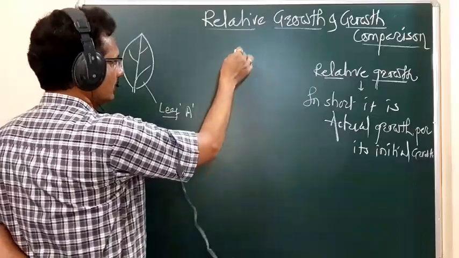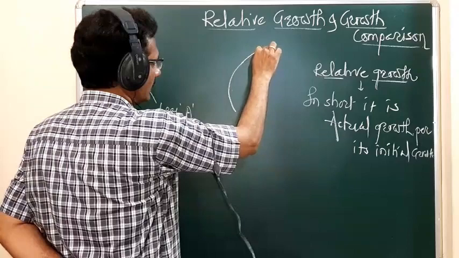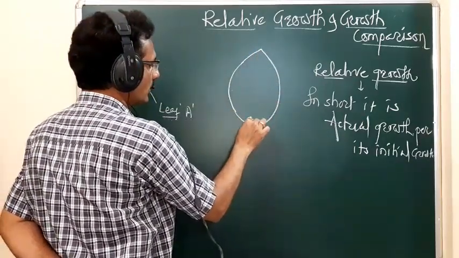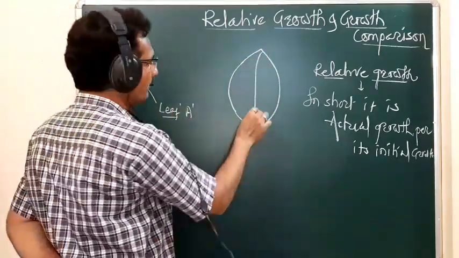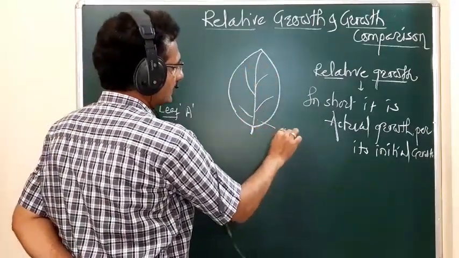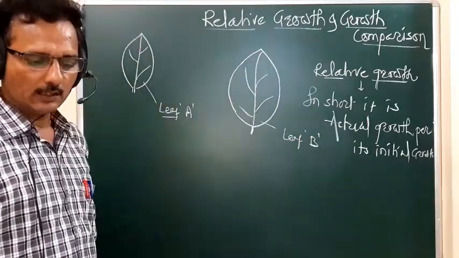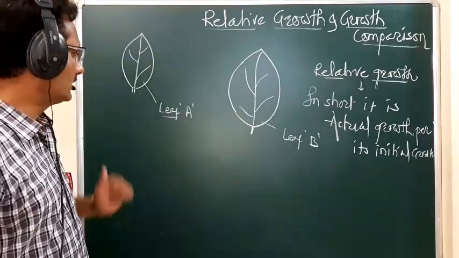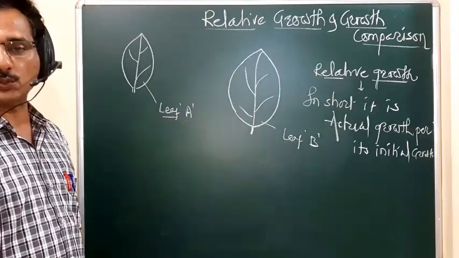Then another leaf. This is another leaf. They are having a little larger initial growth as compared to leaf A. This is the leaf B. So these are the two systems. After a certain time interval, these two systems show growth.